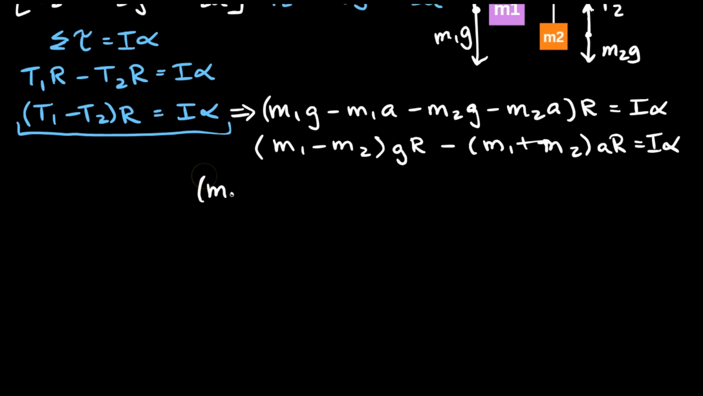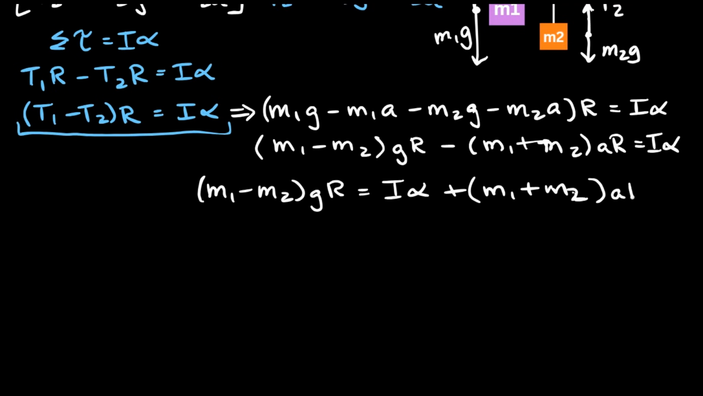We're going to isolate this (m1 minus m2) gr. So we're going to add this term on both sides. So (m1 plus m2) times ar, we're going to add that on both sides, and we get this expression here.